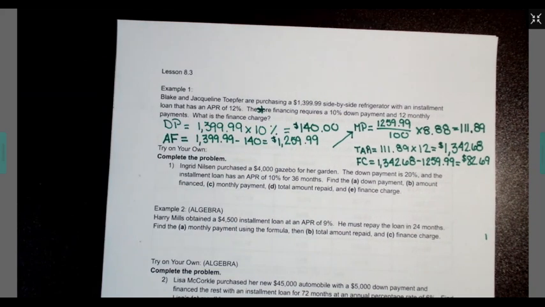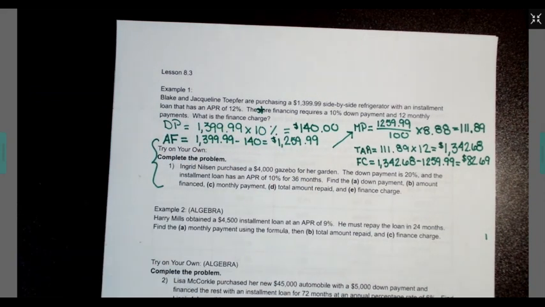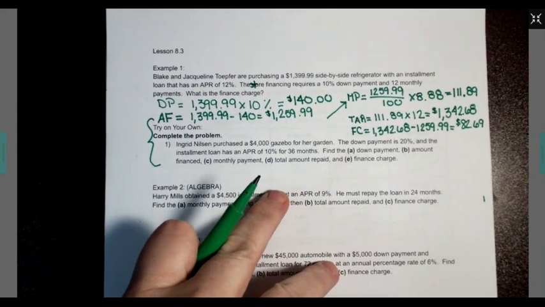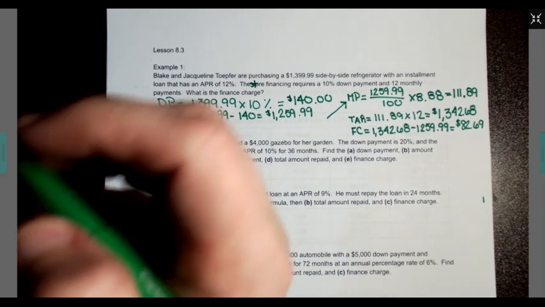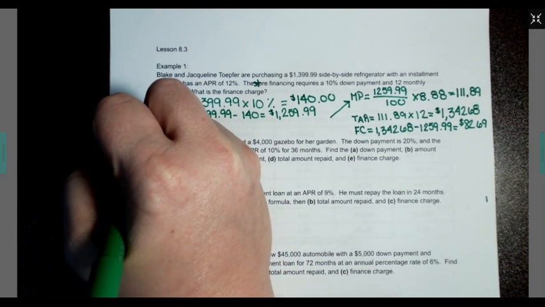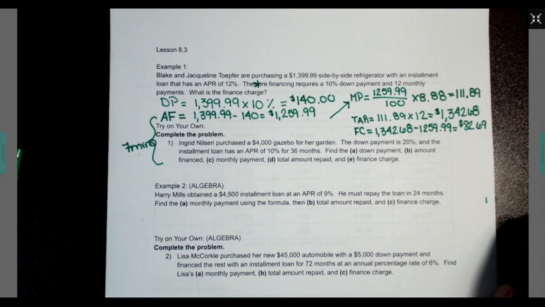We're about to move into our try on your own. It is a lengthy process, so please make sure you don't forget any steps. You have to find the down payment. You have to find the amount financed. You have to find the monthly payment. You have to find the total amount repaid, and you have to find the finance charge. If you forget any one of those steps, you've gotten the answer wrong. Go ahead and take about 7 minutes. Pause your videos here and work through question number 1. Try on your own.